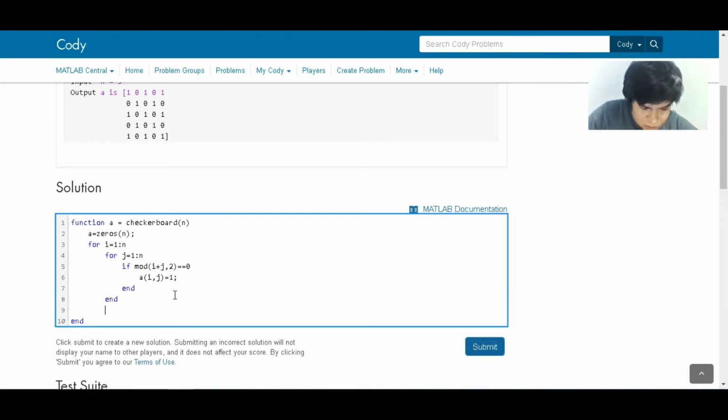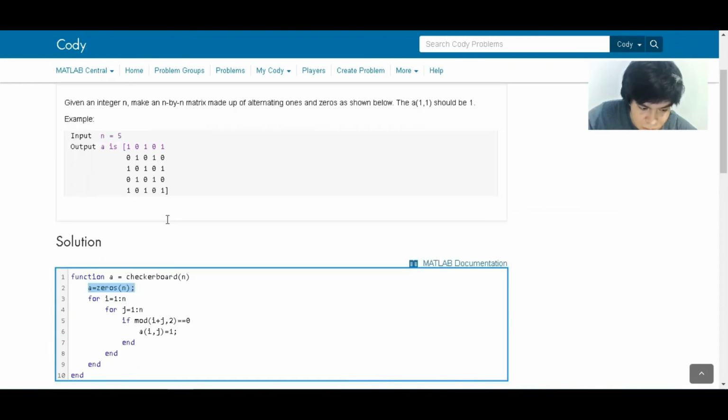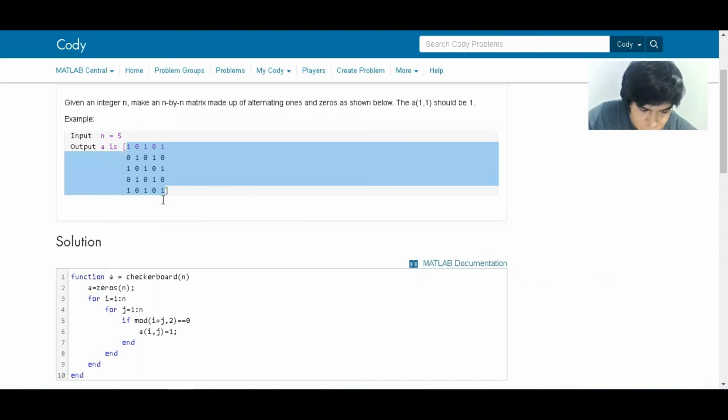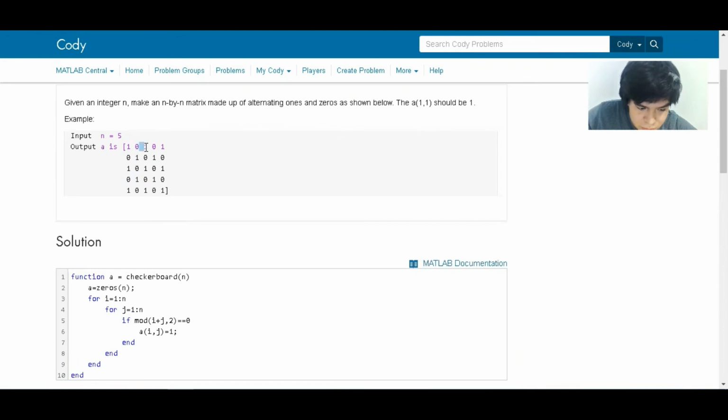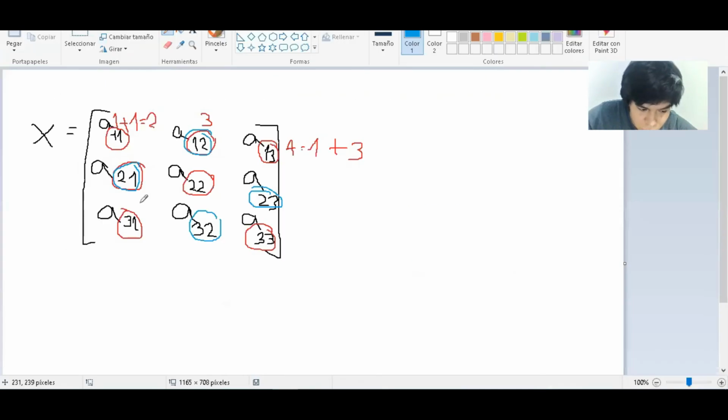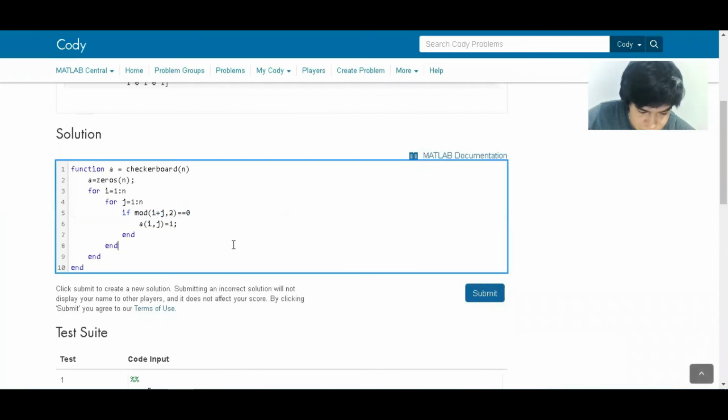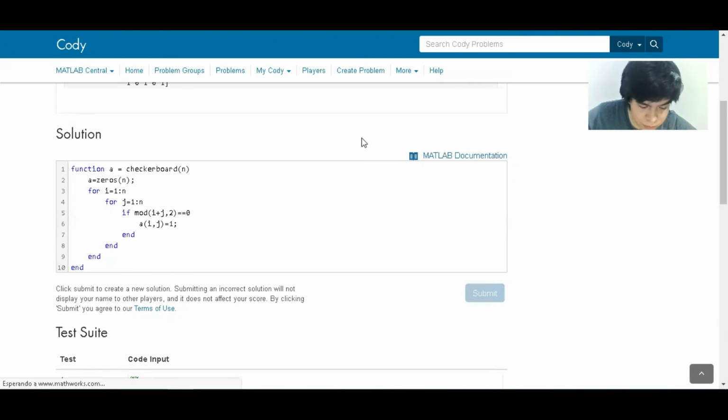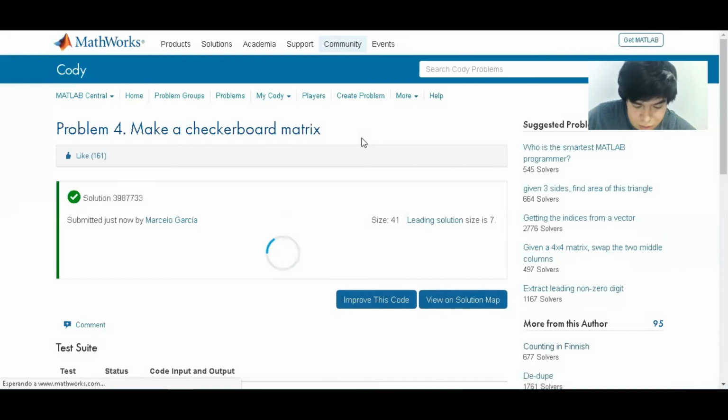That's it. That's the only thing we have to do because we already established that the matrix is going to be full of zeros. So from all the zeros right now, we just need to change the ones that are going to become 1. And those are the values where the sum of the indices is even. That's what we are doing here, and that should be the problem. Okay. And that's it. That's problem 4.